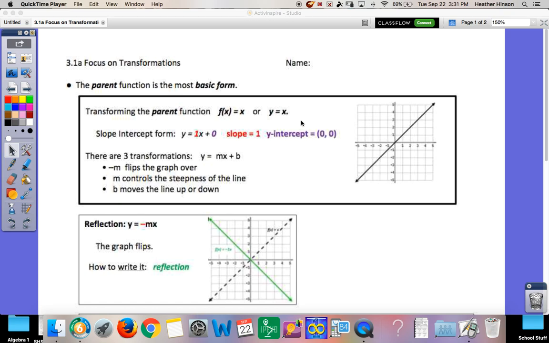Okay, welcome back. Today we're going to do a little review on transformations. Y'all learned this yesterday in lesson 3.1. Today we just wanted to expand on that and make sure you really understand transformations.